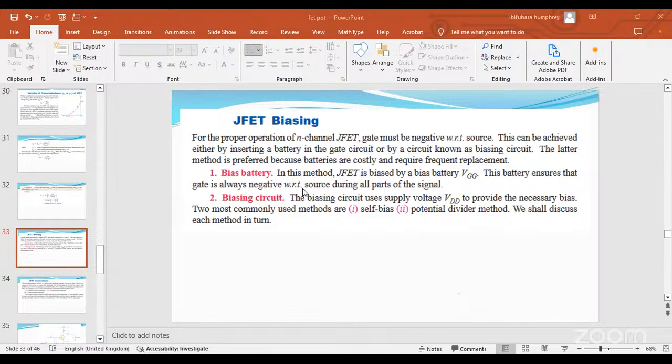So we have self-bias and potential divider method. We have talked about them, though this is under FET.